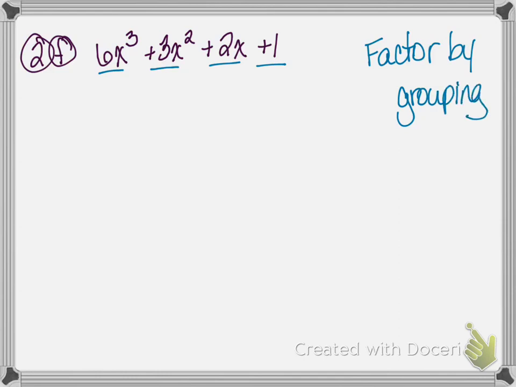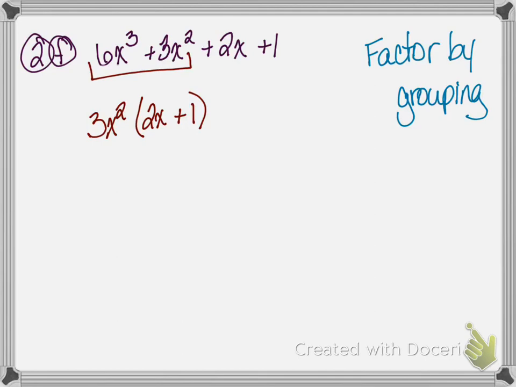Factor by grouping. Okay? So the first thing that we're going to look at is 6x to the third plus 3x squared, and we're going to ask ourselves what comes out of both of those. What comes out of 6x to the third and 3x squared? So we have a 3 that comes out of 6 and 3. Then we have an x squared that comes out of x to the third and x squared. So now 3x squared times 2x gives me 6x to the third. 3x squared times 1 gives me 3x squared.